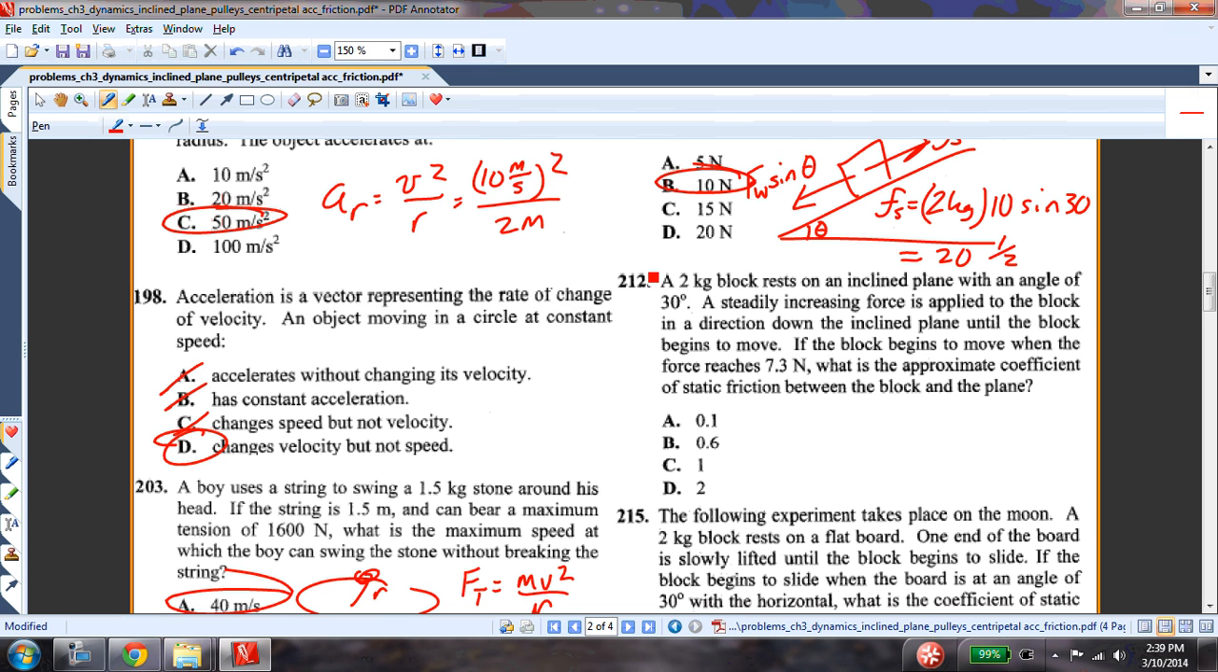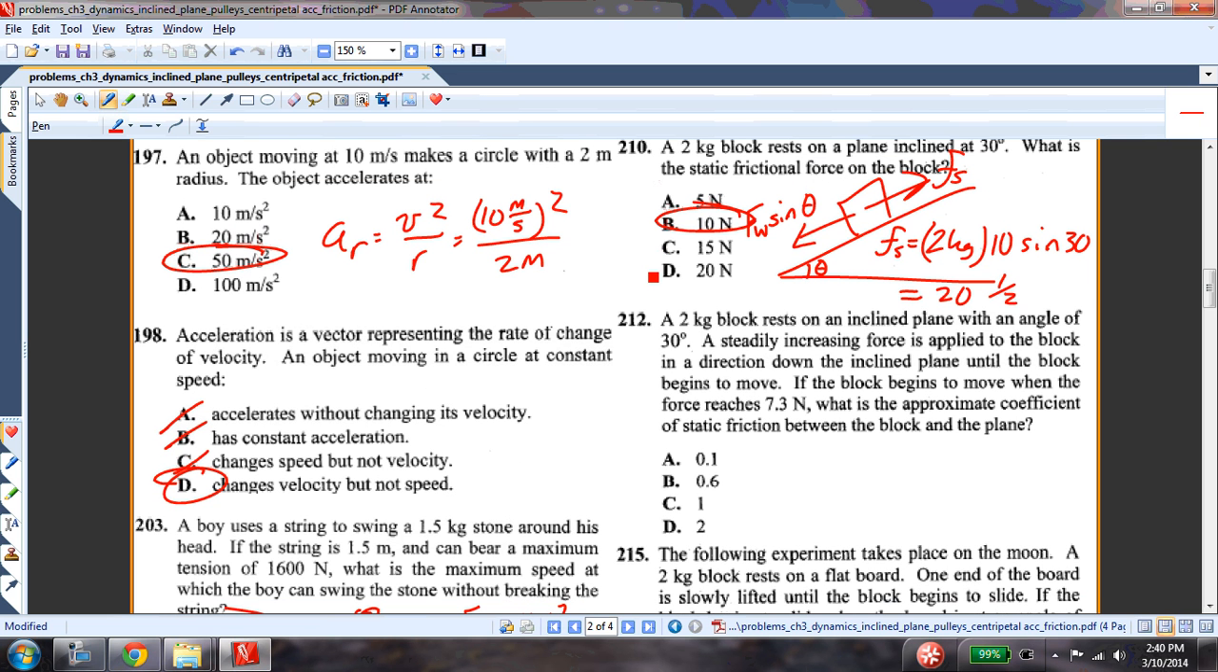All right, a 2 kilogram block rests on an inclined plane with an angle of 30 degrees. A steadily increasing force is applied to the block in a direction down the inclined plane until the block begins to move. If the block begins to move when the force reaches 7.3 newtons, what is the approximate coefficient of static friction between the block and the plane? Okay, we have a couple of things here. We can go ahead and use what we had before, where Fs has to equal Fw sine theta.